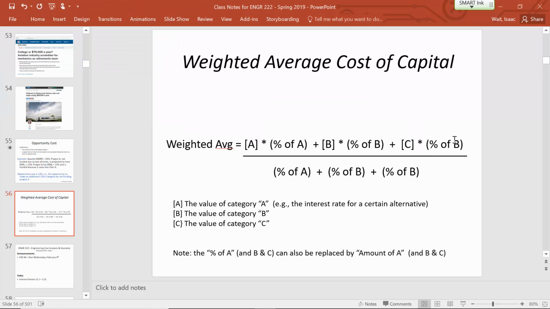Someone noticed a typo in the notes. I can't believe I haven't noticed it myself. So the formula, that last one should say percent of C in both the numerator and the denominator. So it's the amount of A times the percent of A, amount of B times percent of B, amount of C times percent of C. Sorry for that, and thanks for noticing.